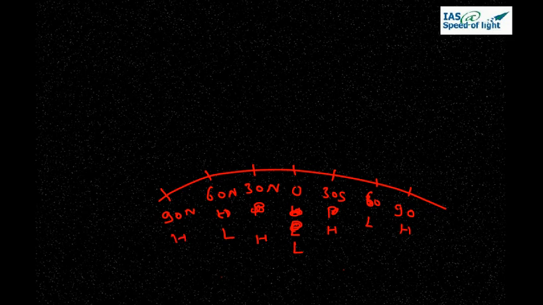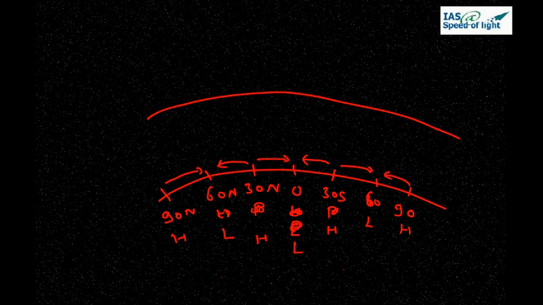Now from high pressure to low pressure we have winds like this, right? From high pressure to low pressure, again from high pressure to low pressure. So these are the surface winds. Now this is at the surface. Let's draw a tropopause now. This is my tropopause, TP.